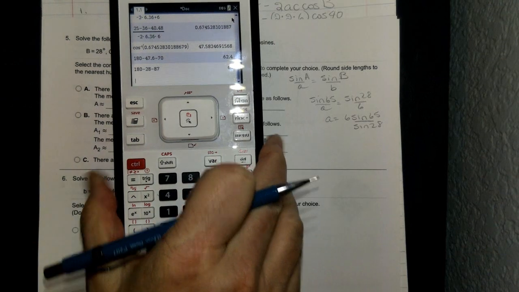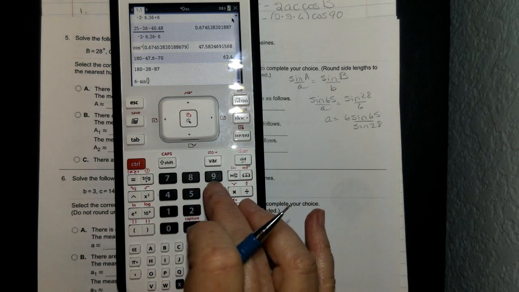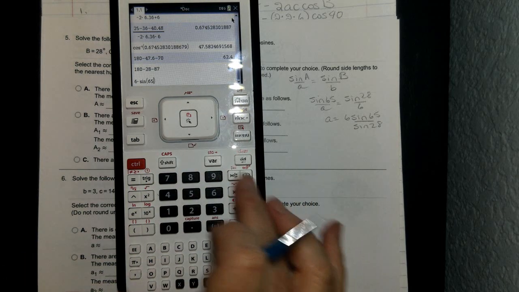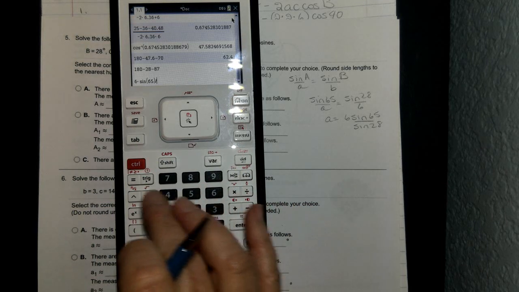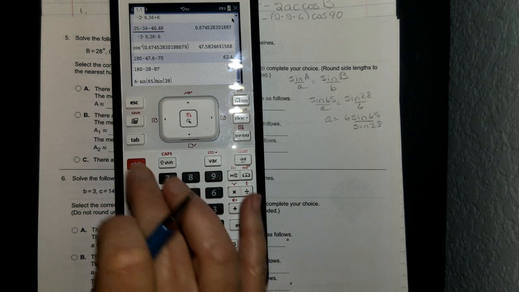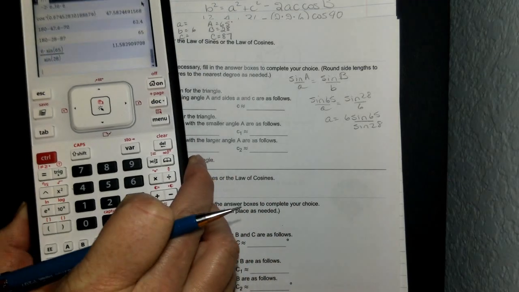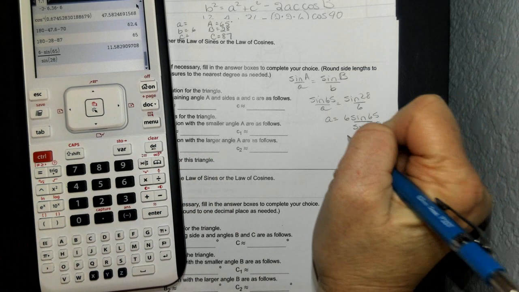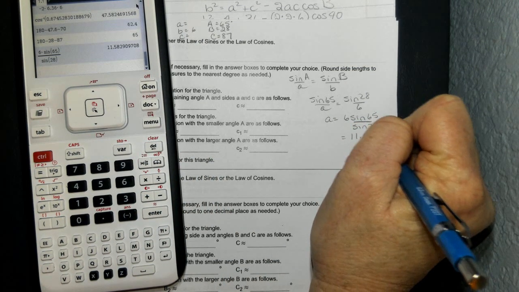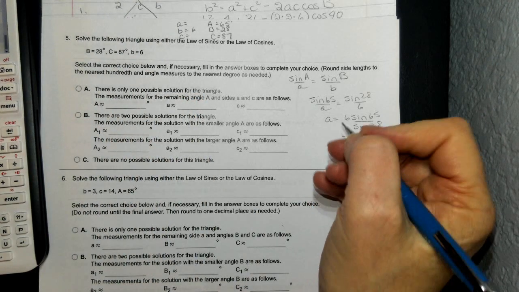So let's just do it in the calculator. So 6 times sine 65, tab over, divided by sine of 28 equals 11.58. So A equals 11.58. Okay. So now let's do the same thing for C.